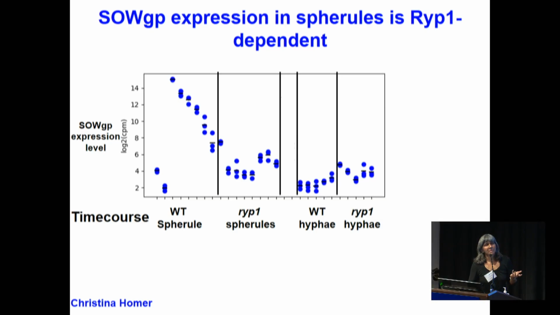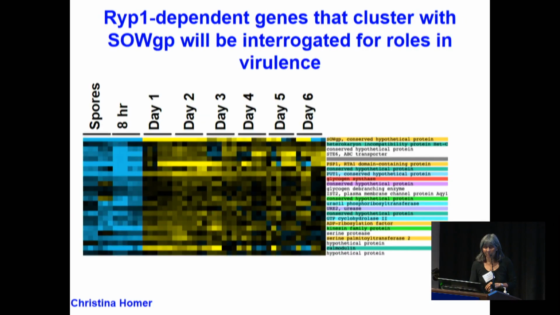So how does this help us identify other genes that might be important for virulence? It's a common principle in pathogens that virulence factors can show co-regulation transcriptionally. So if we look in our data set at other genes that are co-regulated with SOWgp, which is the top line of this heat map, the transcripts that fall into this category that are also dependent on RYP1 are very interesting candidates for new potential virulence factors.